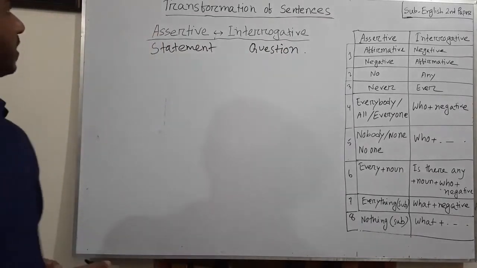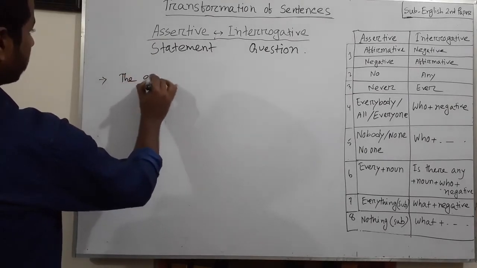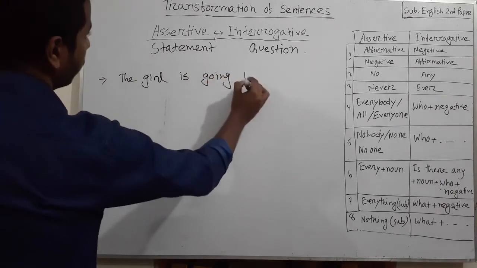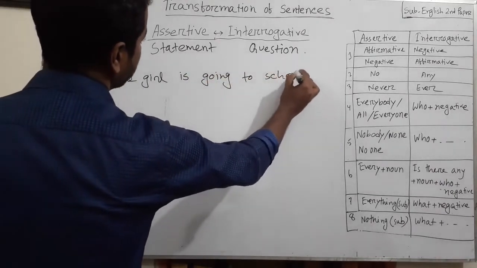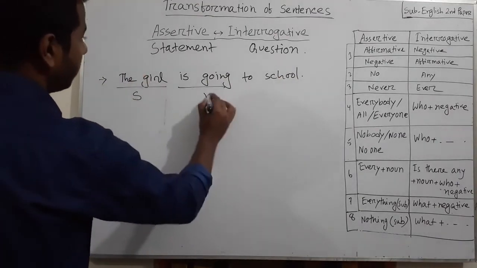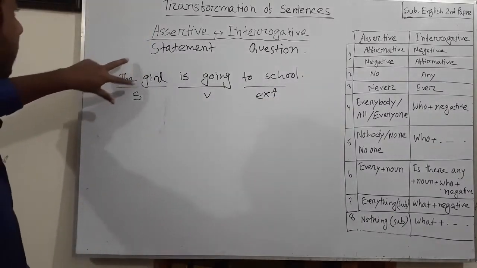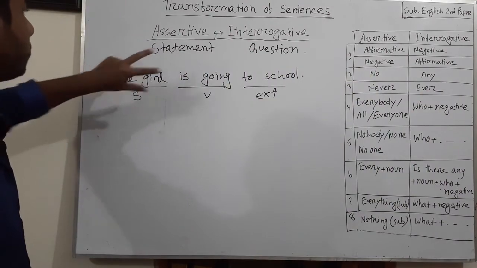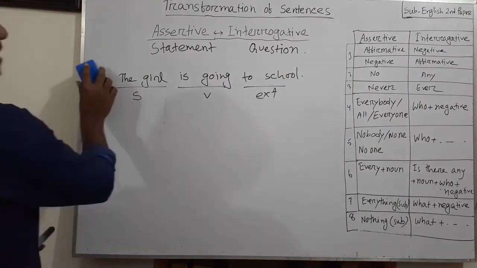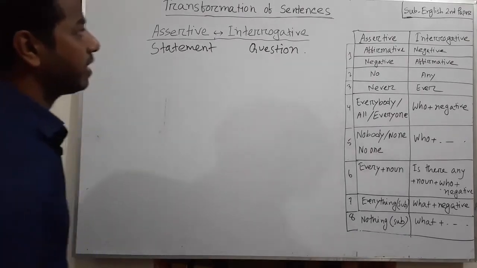Now let's have an example of assertive sentence. The girl is going to school. Okay, so assertive sentence starts with subject, then verb, then extension or object. So it's very important that assertive sentence always begins with subject. Okay, and interrogative, as it asks a question, so definitely there will be a question mark after this sentence.